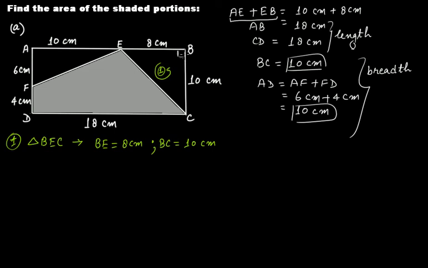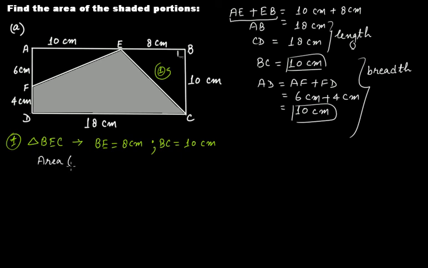Now you can either take this one as the base and this one as the height, or you can take this one as the base and this side as the height. Doesn't matter which you want to take. You have to calculate the area. You can take this as the base or this as the base, and therefore corresponding heights. So what I'm doing is I'm going to take this one as the height and this one as the base. So if BC is the base, we can calculate the area.